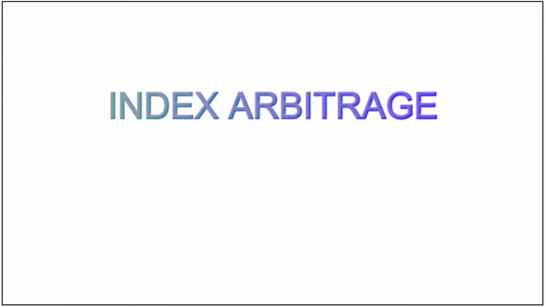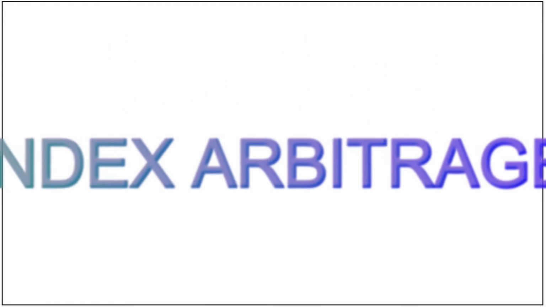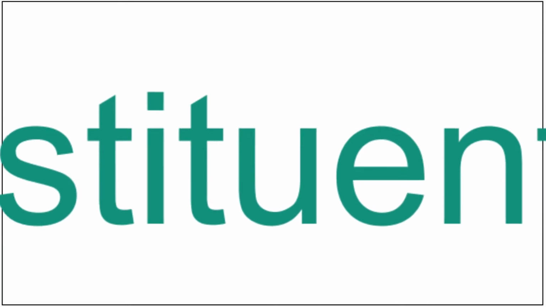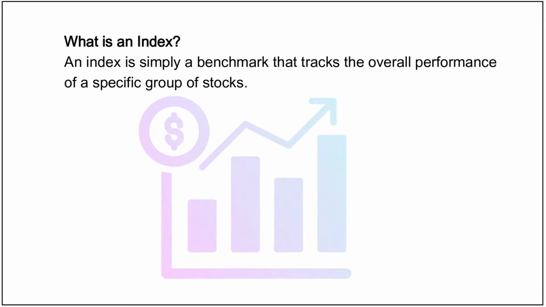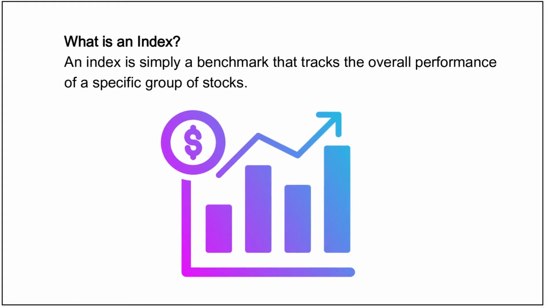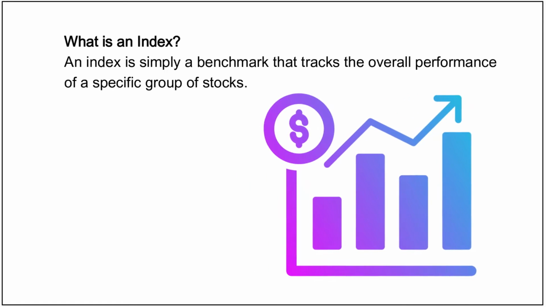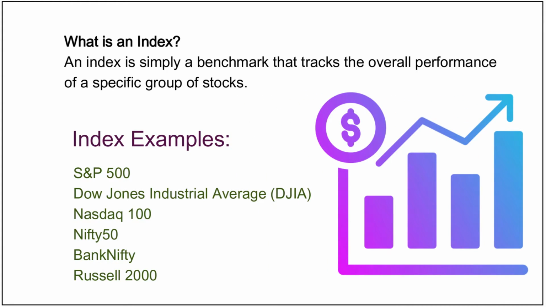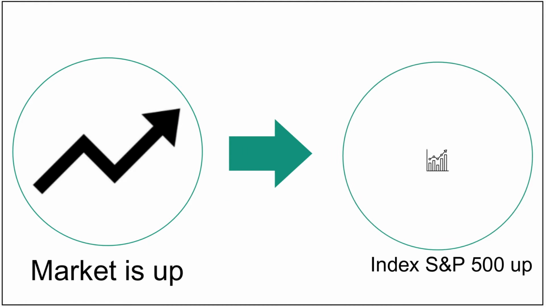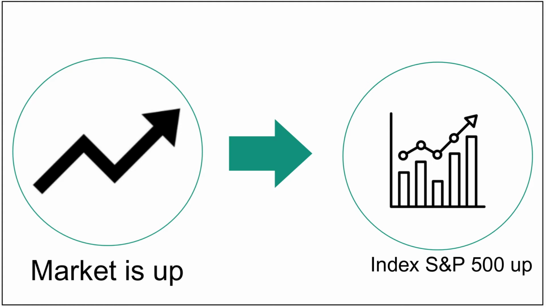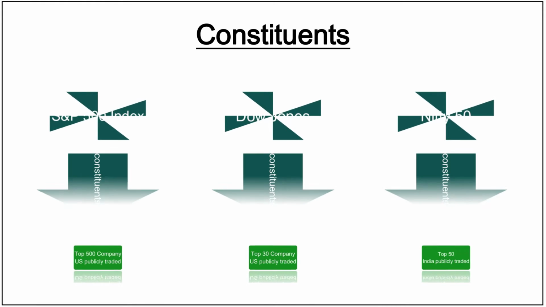Before we understand the index arbitrage strategy, let's first break down three important basics: index, constituents, and ETF. So first, what is an index? An index is simply a benchmark that tracks the overall performance of a specific group of stocks. For example, the S&P 500 is an index that measures the performance of 500 of the largest publicly traded companies in the US. So when people say the market is up today, they usually mean an index like the S&P 500 has gone up.